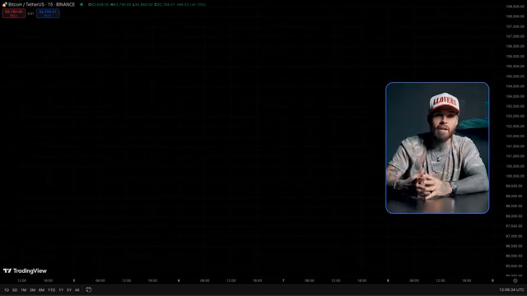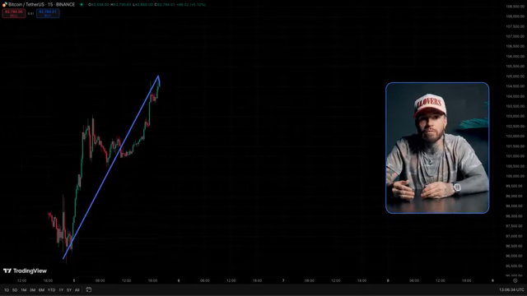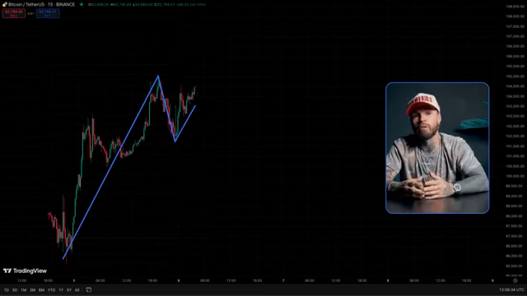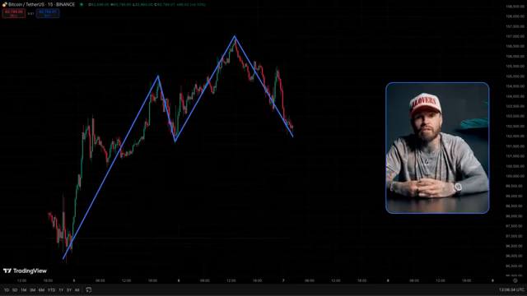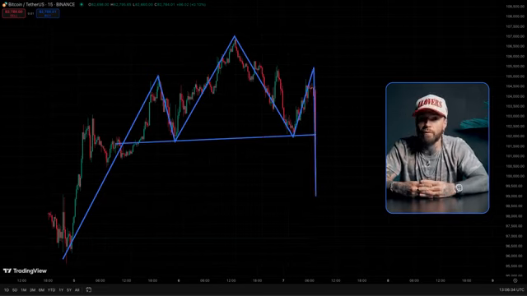Why does this happen? Simple. Buyers get exhausted. Imagine you're running a race. You sprint up a hill, left shoulder, you catch your breath, and you push harder to go even higher, the head. But then you start to get tired. You try one more time, the right shoulder, but it's weak. Eventually you collapse, and all that's left is to roll down the hill. Traders who ignore this pattern end up getting wrecked when the market reverses.